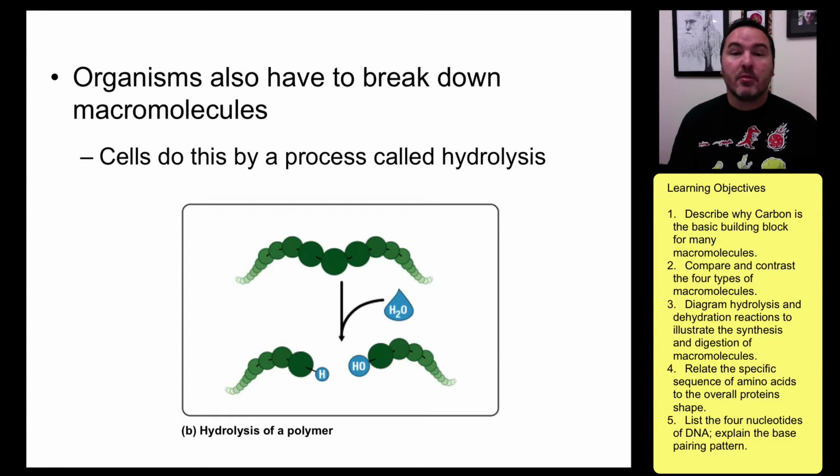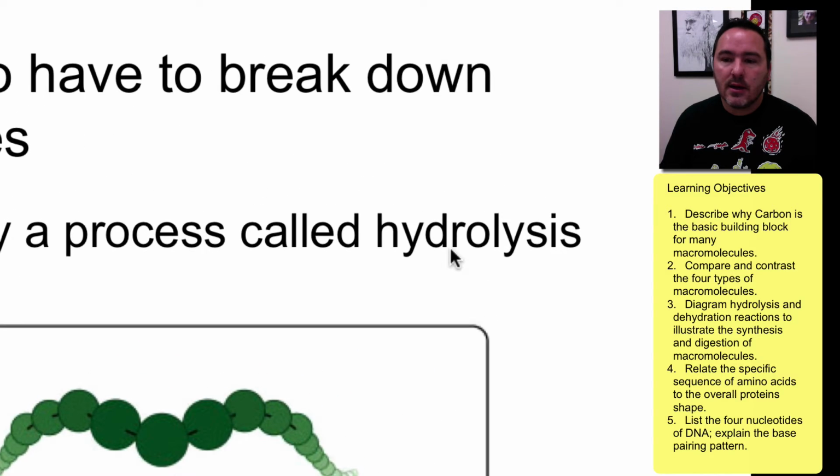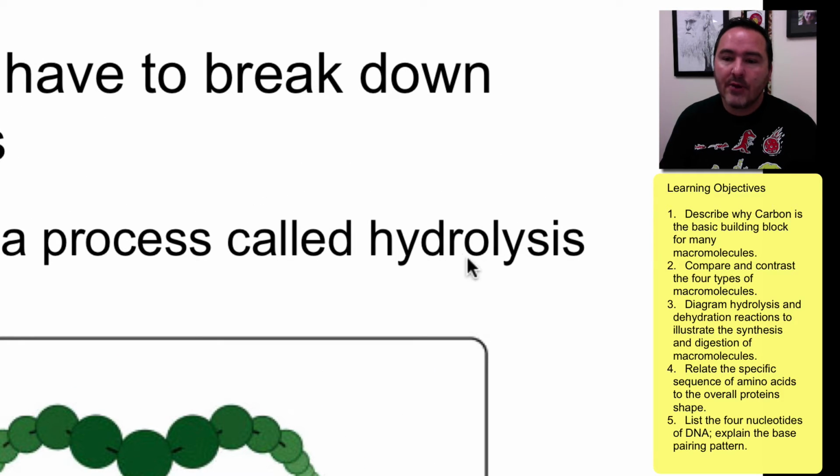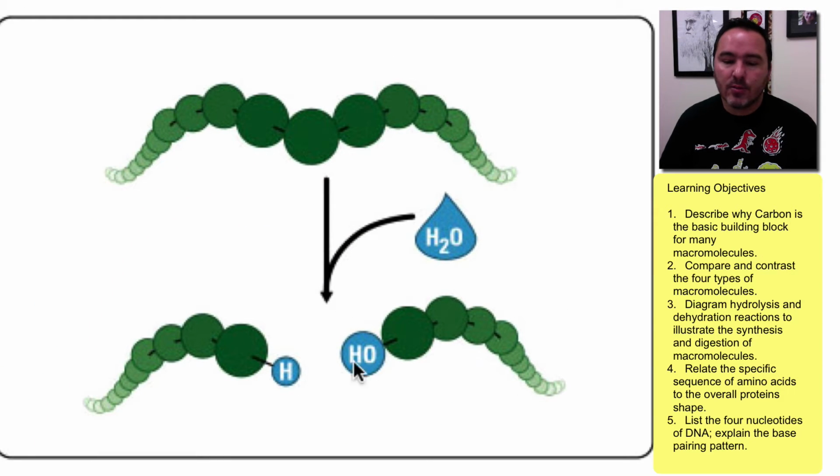Organisms also have to break down macromolecules, right? You eat food, it goes into your gut, and eventually it needs to be broken down, and then broken down by the cells so that your mitochondria can take advantage of the glucose and make energy. And the process that does this is called hydrolysis. And again, if you look at the roots here, hydro means to add water, lysis means to break apart. So you add water and you break apart.